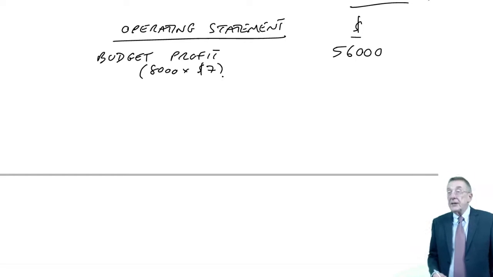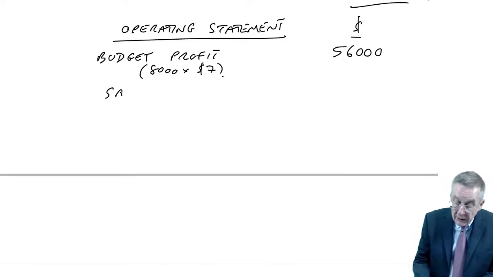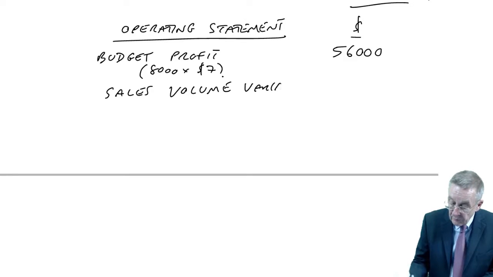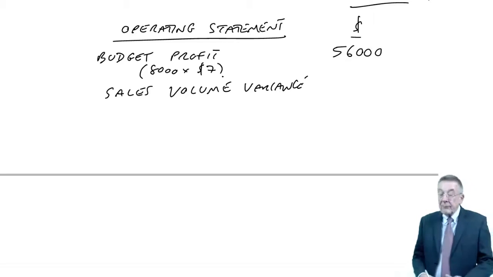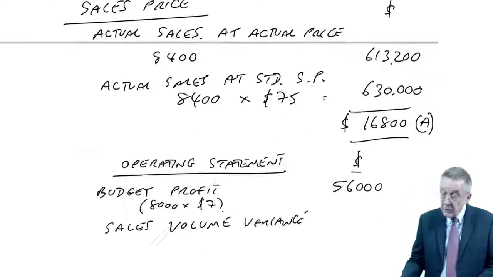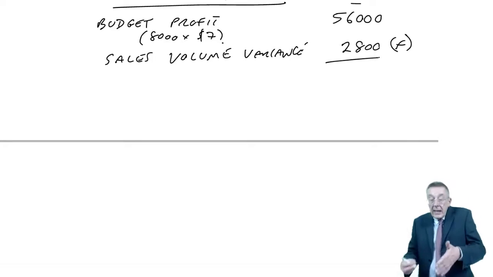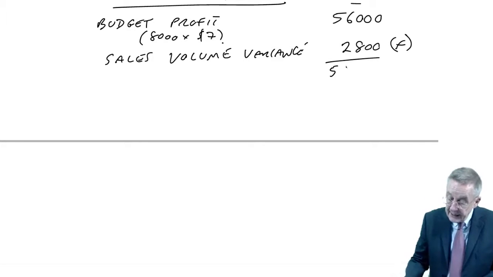Why didn't we make 56,000? Well, the most obvious reason of all was we sold more. We've got the sales volume variance, and we just worked that out a minute ago. The sales volume variance was 2,800 favourable. And so we're now expecting a profit of 58,800.